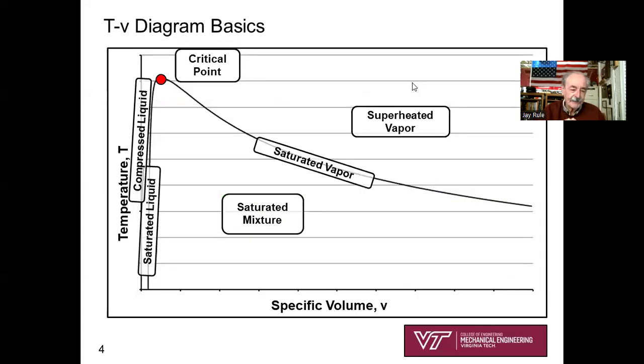We also talked about the TV diagram, didn't we? We drew a vapor dome on the TV, the temperature specific volume diagram. Of course, the phases of the substance are very similar to the PV diagram. And of course, the top of the vapor dome is the critical point.